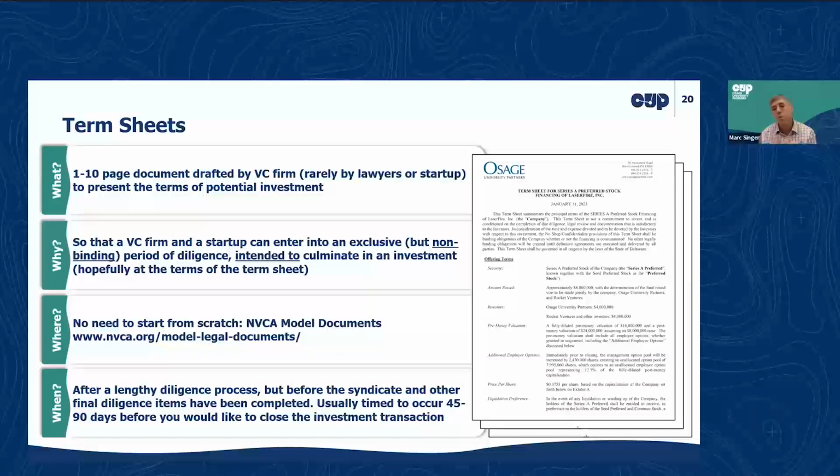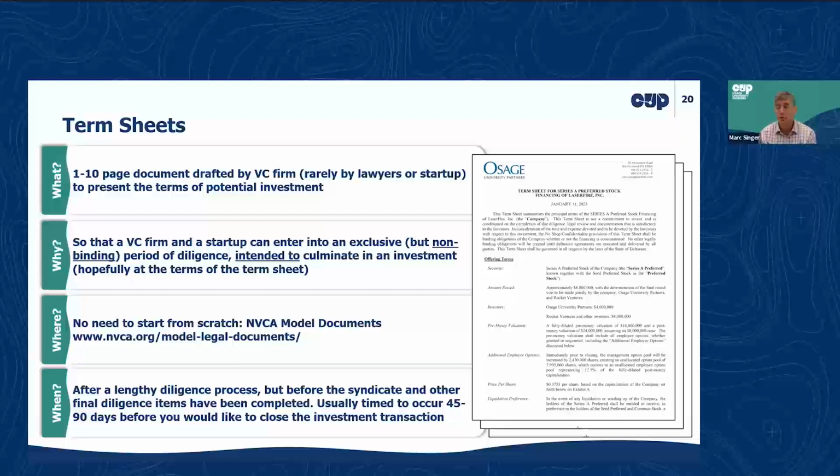Most of those terms are non-binding. So a term sheet itself is in fact a non-binding document. And over on the right, you'll see just a picture of a term sheet. Usually in the first paragraph, it says explicitly, this is a non-binding document, except for what's called a no-shop provision or an exclusivity provision. It says that if you sign the term sheet, then you're committed to just work with that investor exclusively to close the investment.